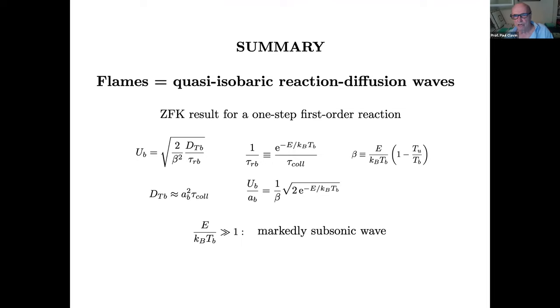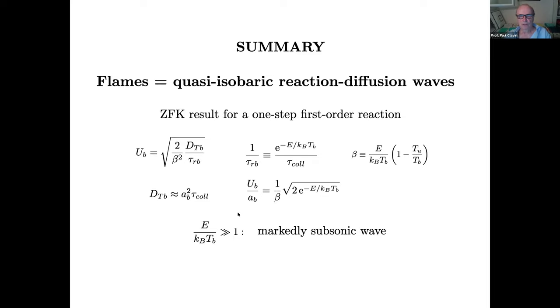A flame is a quasi-isobaric reaction diffusion wave. There is no pressure effect. And for a one step first order reaction, the expression of the flame speed, this is on the burn side, UB, is of this form, and the reaction rate is of this type, and the activation energy beta is defined here. So this is the result of Zeldovich and Frank-Kamenetskii in the asymptotic limit of beta large, of large activation energy.